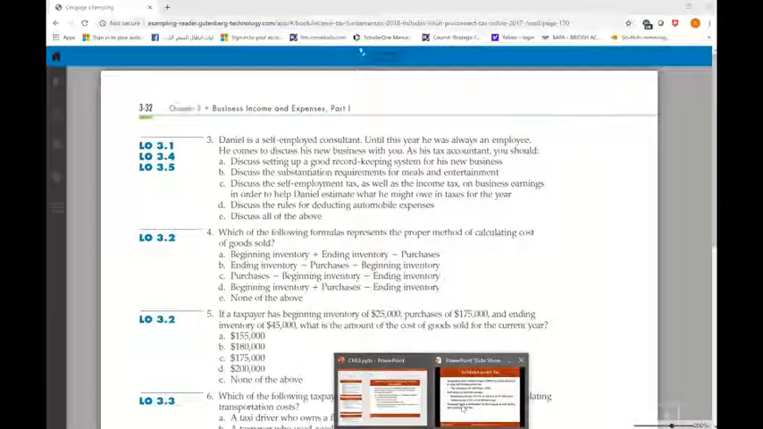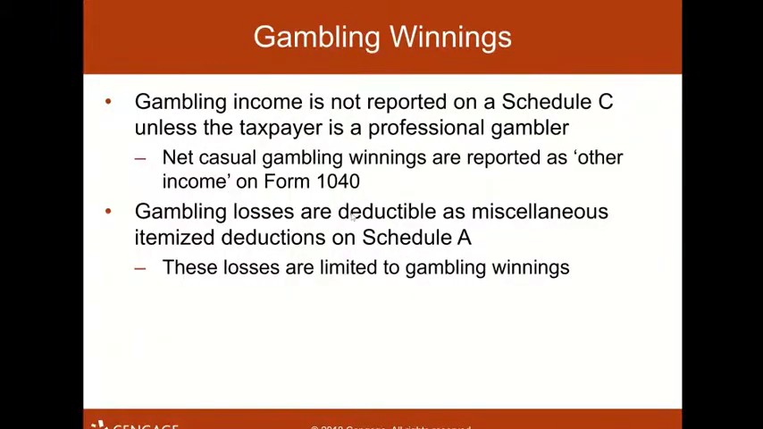So moving now to another related issue. It is about gambling winnings. Gambling income is not reported on a Schedule C unless the taxpayer is a professional gambler. So this merely is not a business, it is a hobby. But if the taxpayer turns out to be a professional gambler, it will become a business and should be reported on Schedule C.